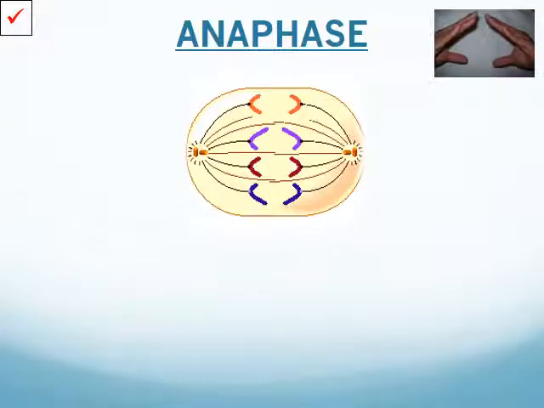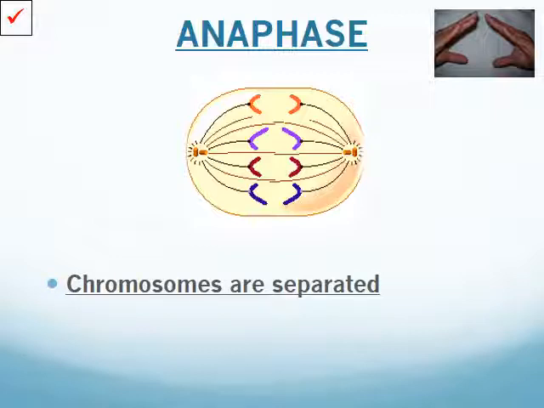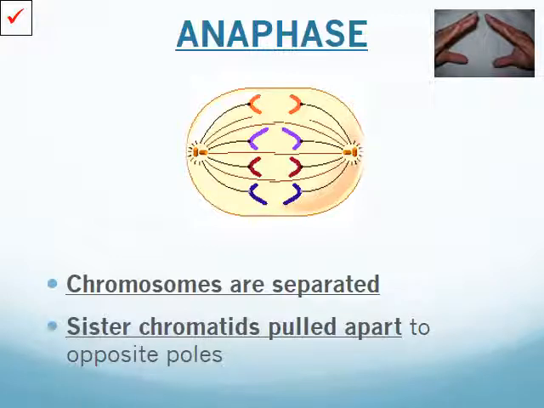In our next phase, anaphase, the chromosomes are pulled apart. So as you can see, the spindle fibers have now separated our chromosomes back into regular chromatids. So the sister chromatids are pulled apart to opposite poles. Now this is important because when they're pulled apart, this means that each side will get the correct information they need.